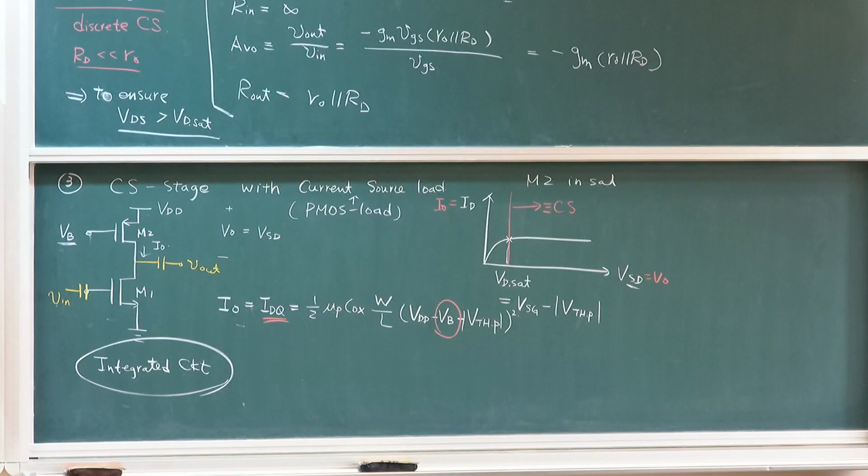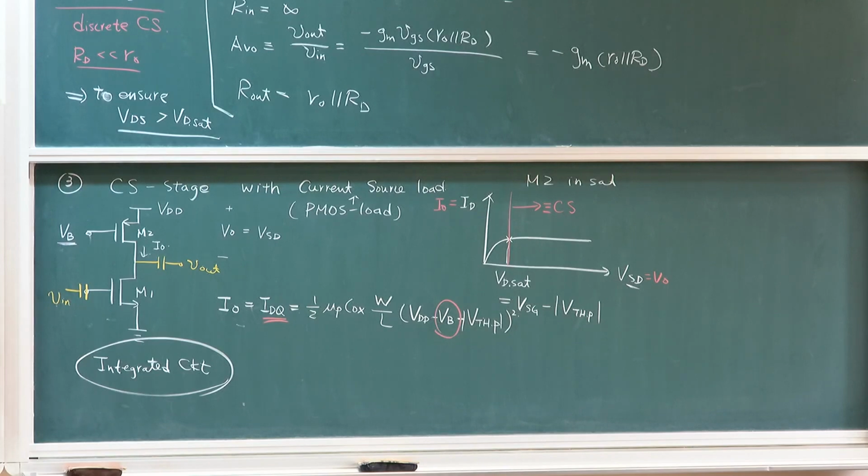So the drain is connected to the drain of M2. For PMOS, it's actually having an identical RO2, and this is connected to the same drain. So this is VGS, GM2, VGS2. Okay?